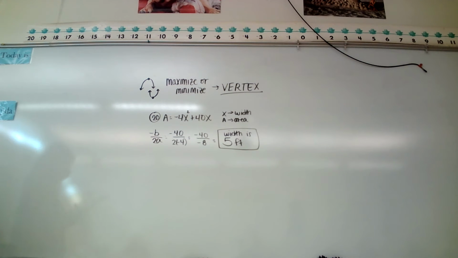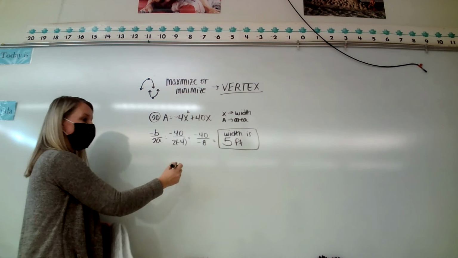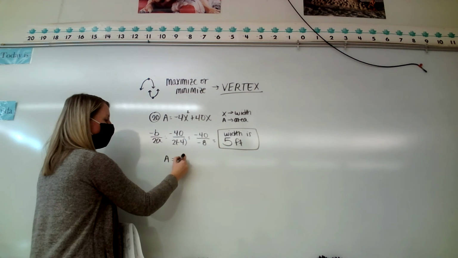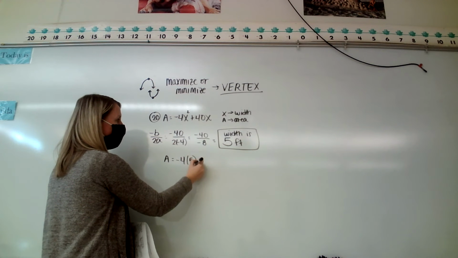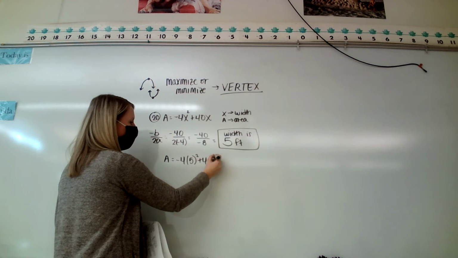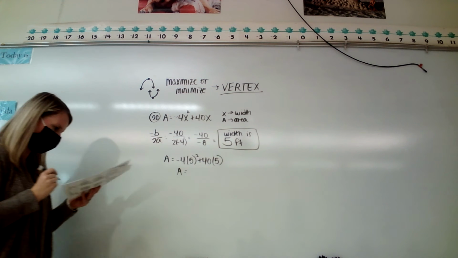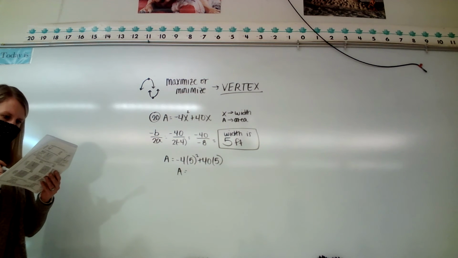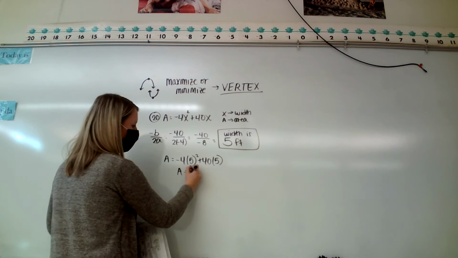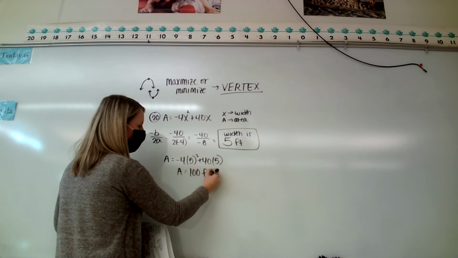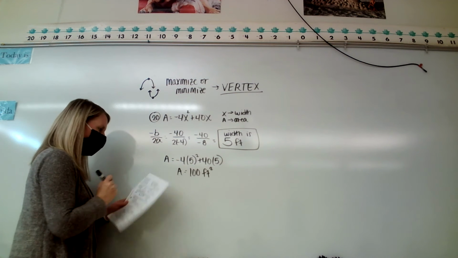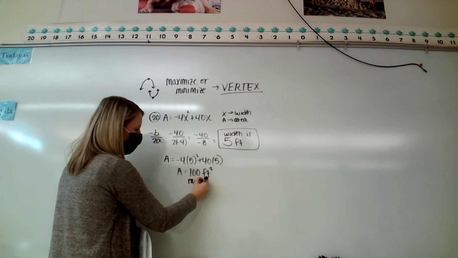That was the first question. Then it says, what's the maximum area? You just take that width and you plug it back in. Negative 4 times 5 squared plus 40 times 5. That will give me my maximum area. I just threw that in the calculator. What did I get? 100. And it's feet squared when you're talking about area. That is my max area.